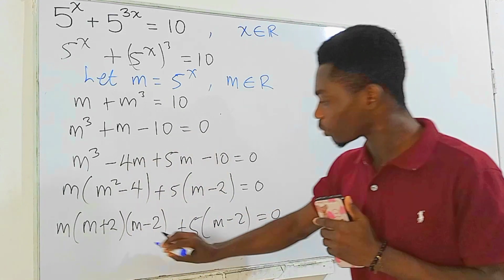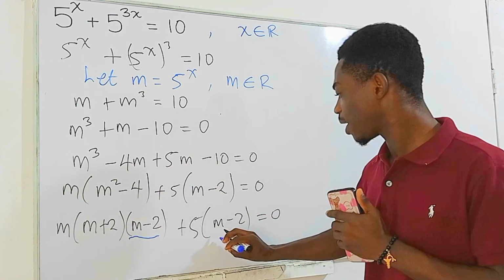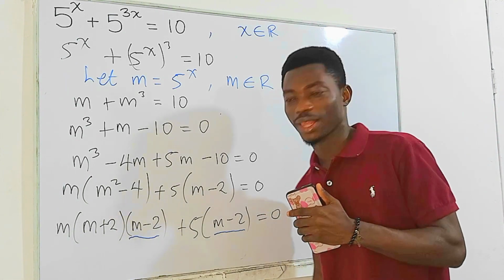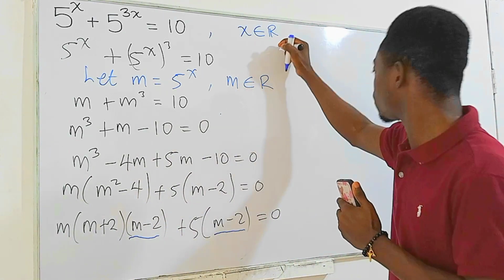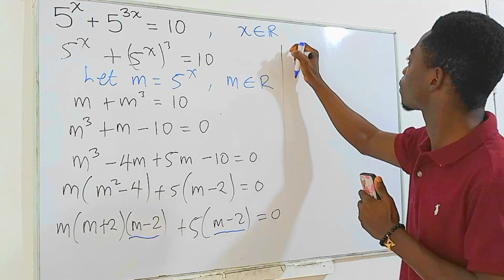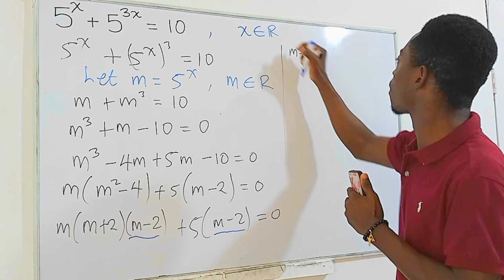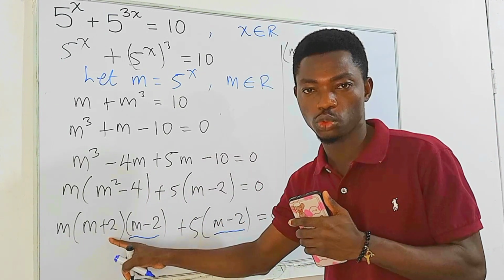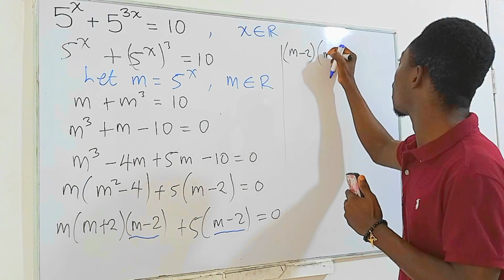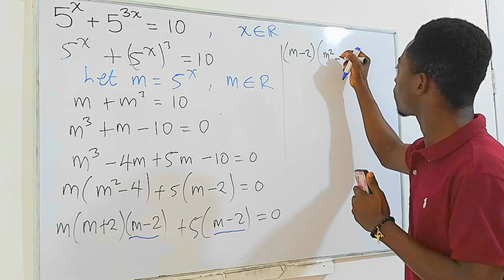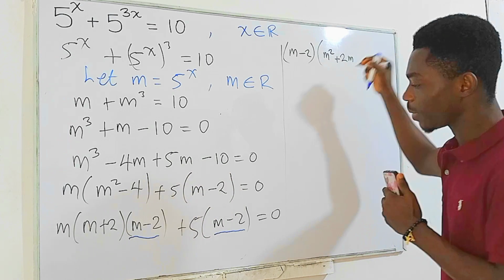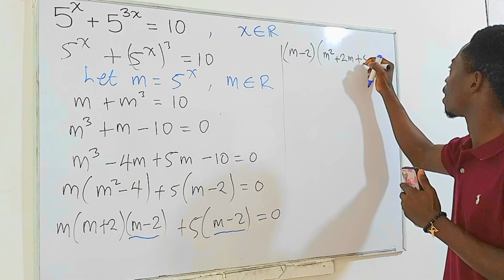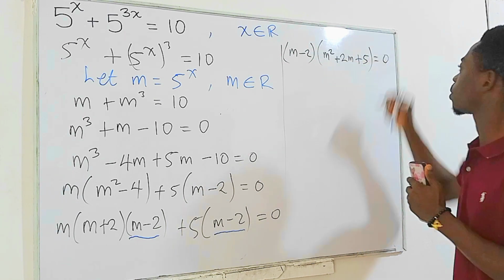And we can clearly see that we have m minus 2 here, and then the exact same thing here. They are common, so we can just factor it out. Cool. So here we are going to have m minus 2 out. Then the inside, we are left with m multiplying m plus 2, which is the same as m squared plus 2m. Then right here, we'll be left with just 5. So I'm going to put the 5 there nicely like this. And this is equal to 0.